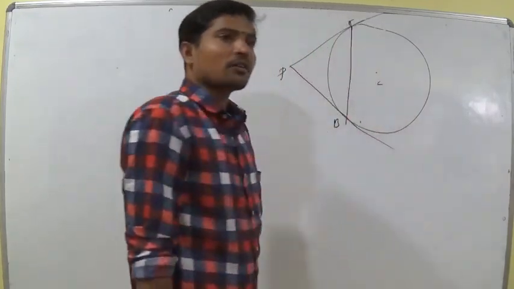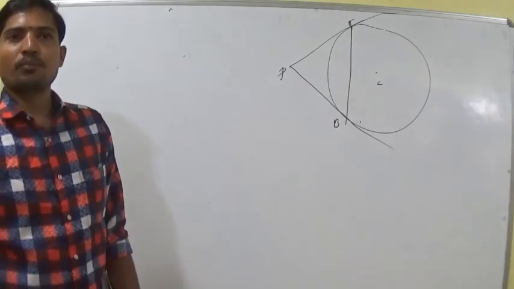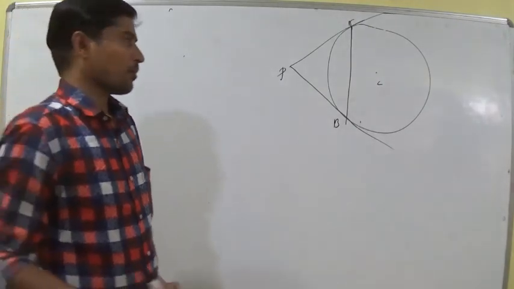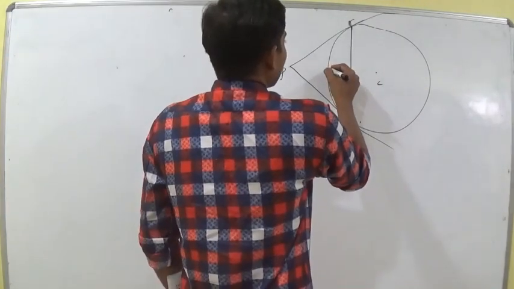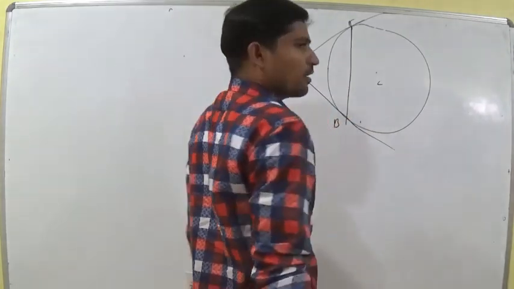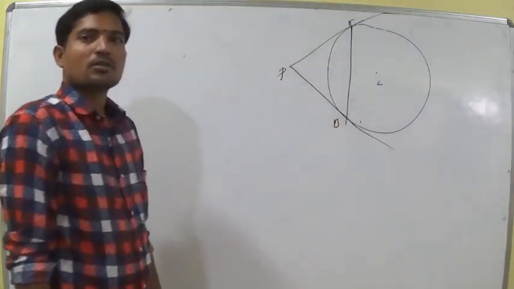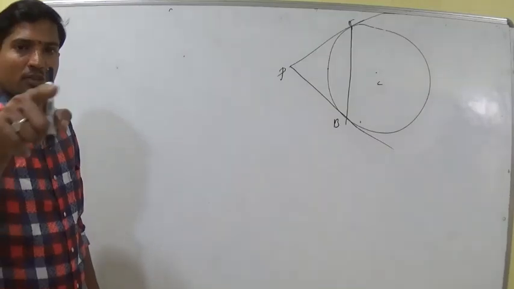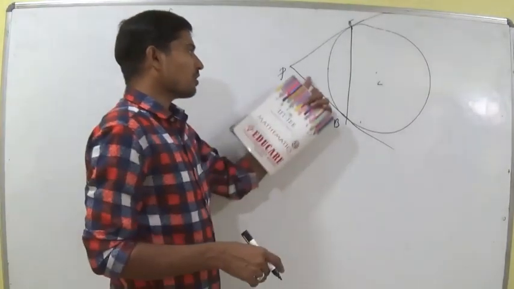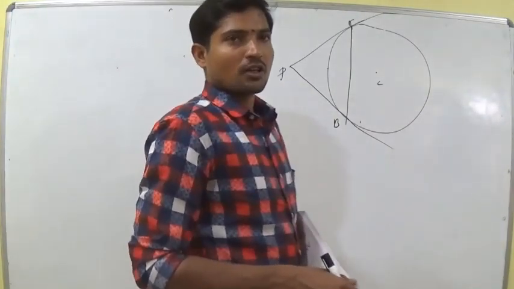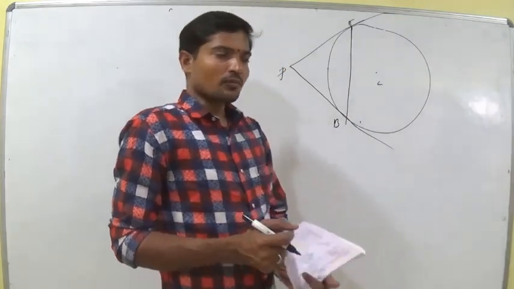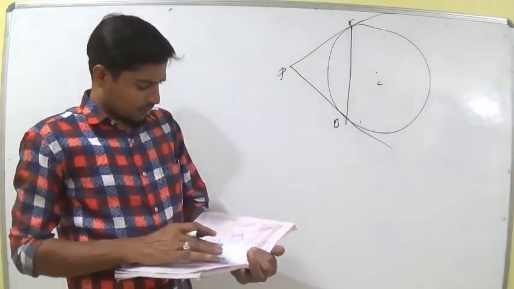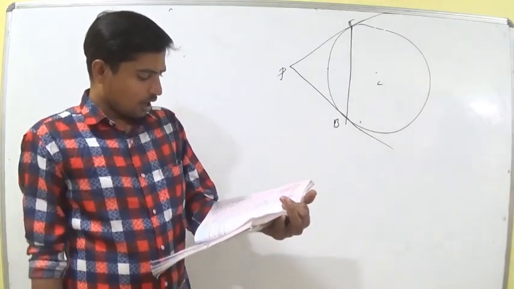Suppose the point P lies on the circle, then it becomes a tangent. If the point is on the circle, then a chord of contact is not possible.